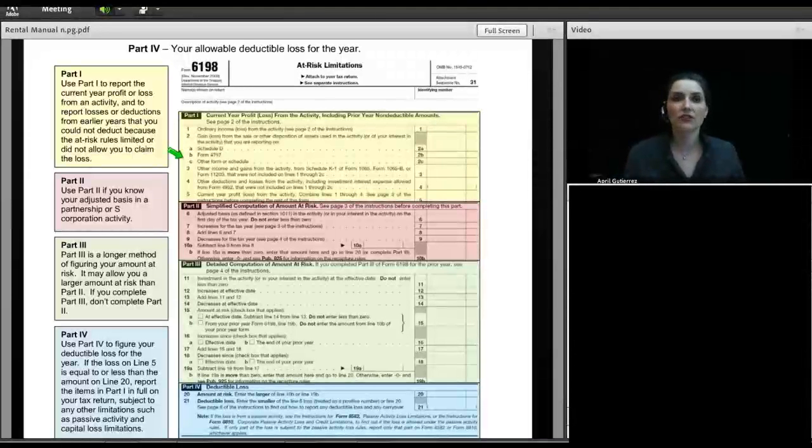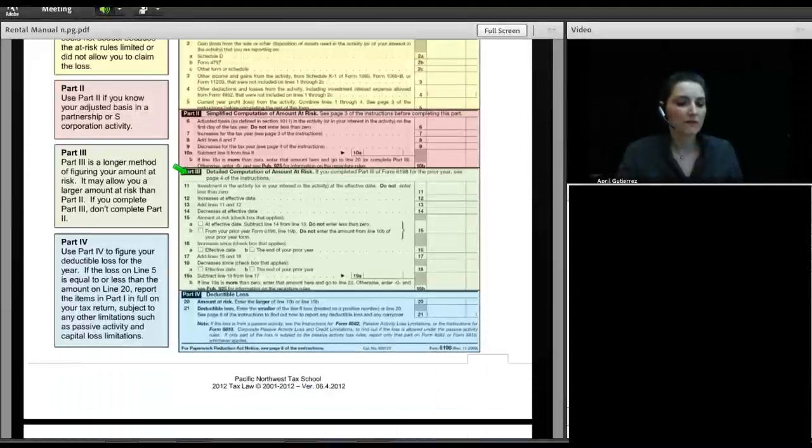And in the next year, you will determine whether or not you have contributed capital or perhaps that S corporation has now produced a profit that the prior year unallowed loss can offset. In Part 2, you use Part 2 if you know what your adjusted basis in a partnership or S corporation activity is, and you simply enter it. Part 3 is a longer method of figuring your amount at risk. It may allow you a larger amount at risk than Part 2. If you complete Part 3, do not also complete Part 2. It's one or the other.